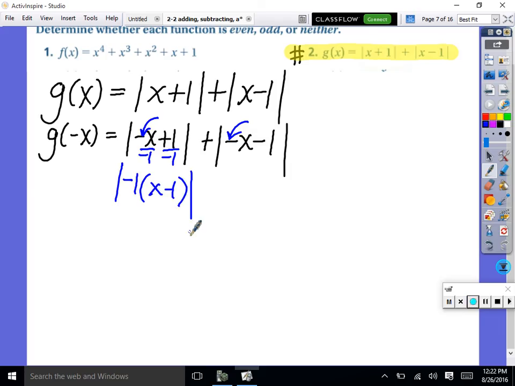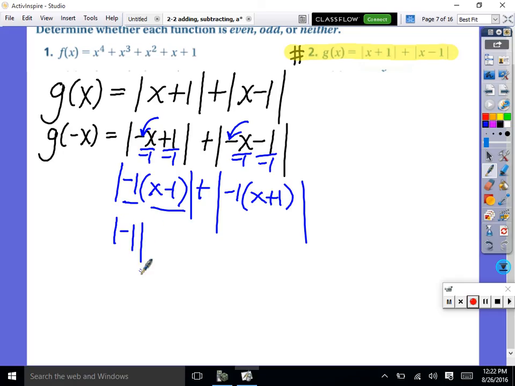right? Everybody following me? I want to make sure we can do it algebraically. And we have plus absolute value. I'm factoring out negative 1, divide by negative 1. So left is x plus 1. Now, because these are multiplied, we can split these apart and write it as the absolute value of negative 1 times the absolute value of x minus 1. Do you see how I split these apart? Yeah.